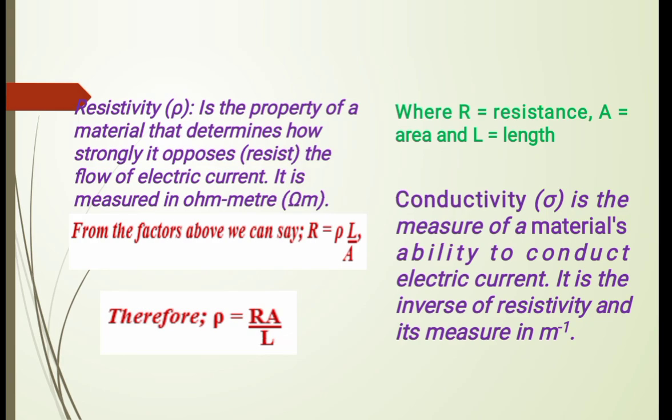So bringing all these factors together in a simple equation, we can see that resistance of a conductor is directly proportional to its resistivity and length, while it is inversely proportional to the area, and that is what will give us this equation: R, which is the resistance of a conductor, equals the product of resistivity and the length of a conductor divided by the cross-sectional area of the conductor, R = ρL/A.